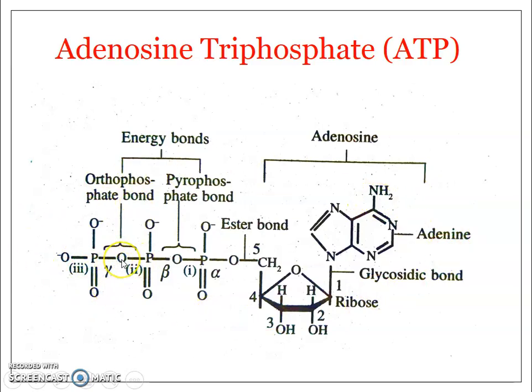And this bond is yet another anhydride linkage, and this is specifically known as the orthophosphate bond. So the pyrophosphate bond binds the beta phosphate with the alpha phosphate, while the orthophosphate bond links the gamma phosphate with the beta phosphate. Okay, so this results in the formation of a final product which is known as adenosine triphosphate or ATP.